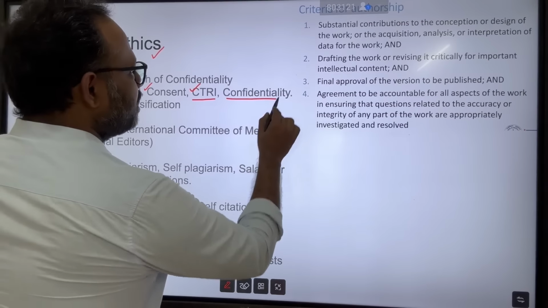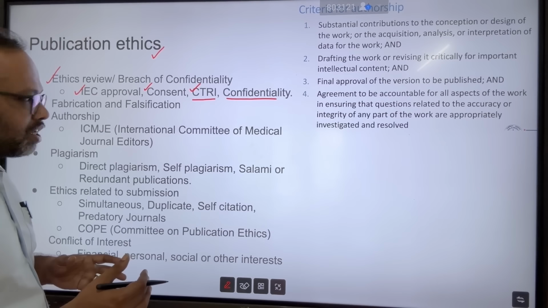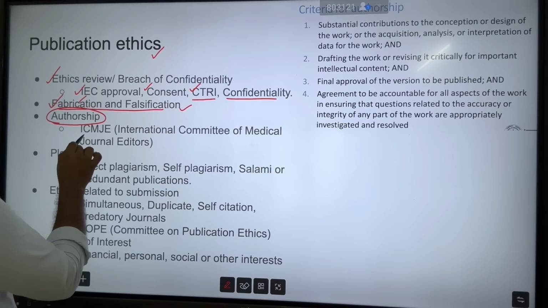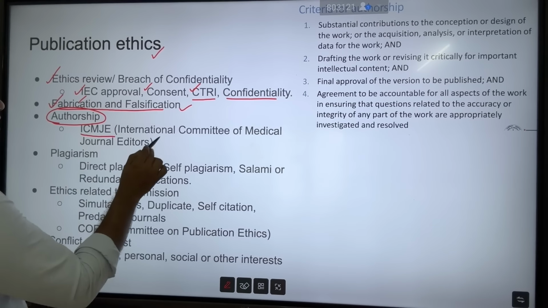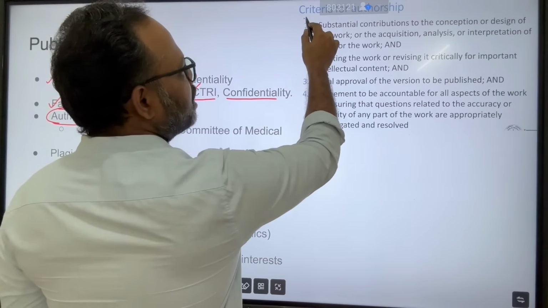Then we should maintain the data confidentially. We should not share it unnecessarily with anyone outside the study. Then we should not follow fabrication and falsification of the data. We have the ICMJE, that is International Committee of Medical Journal Editors, recommendation. It has mentioned the criteria for authorship.